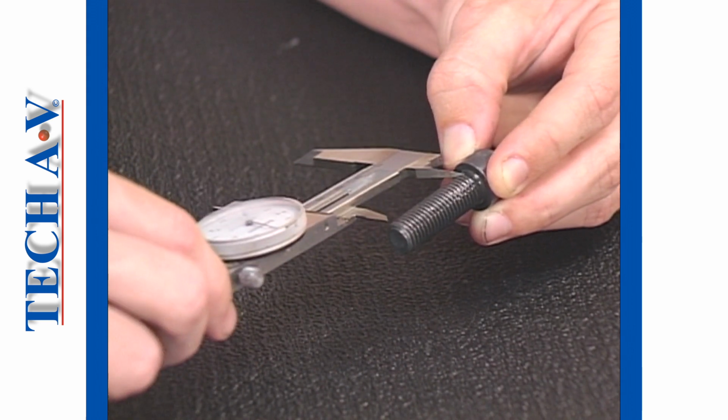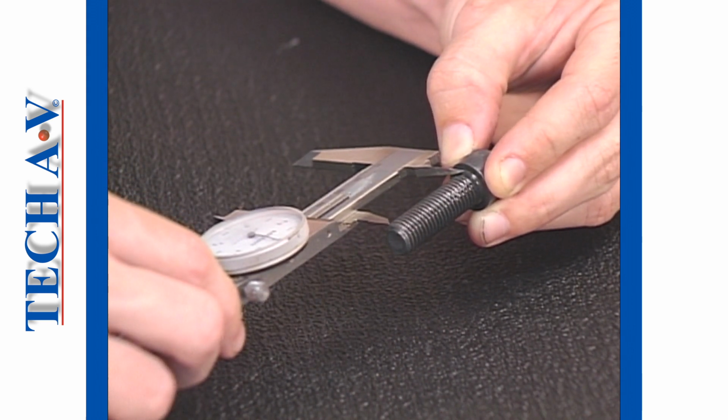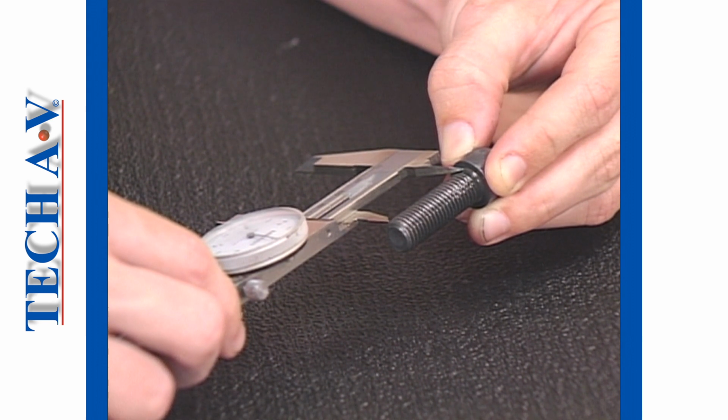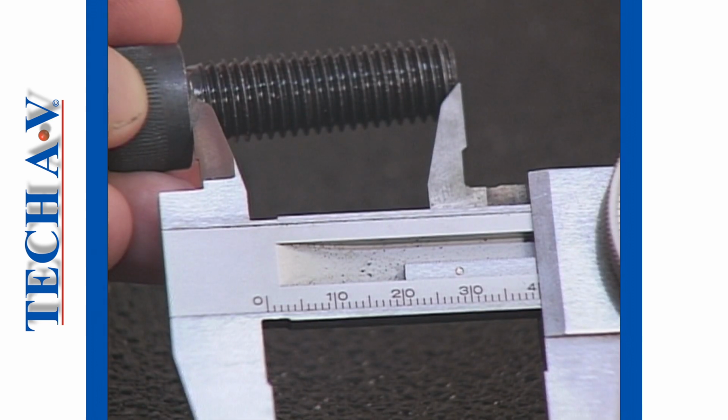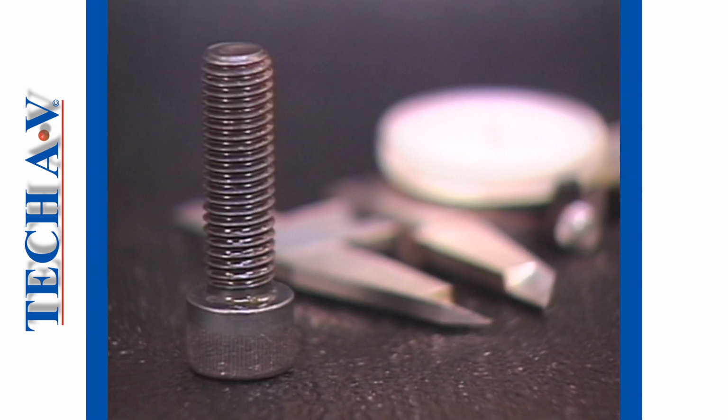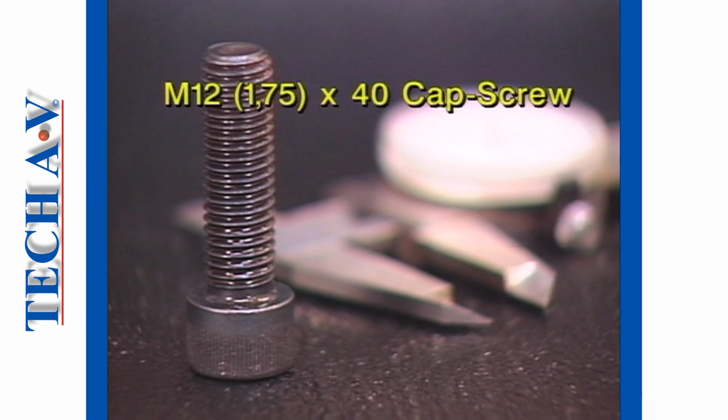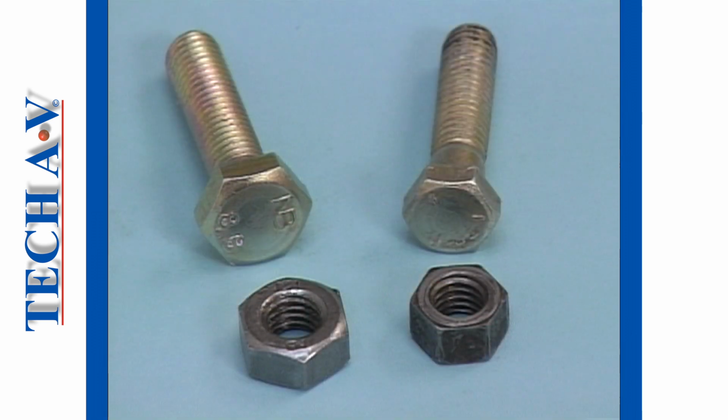A more complete description could be given by including the length and type of fastener. We only measure the length of the shank, which is in our example 40 millimeters. The almost complete description of the fastener can now be written thus: M12 1,75 mm pitch, 40 mm long cap screw. After the break, we shall compare metric and non-metric fasteners.